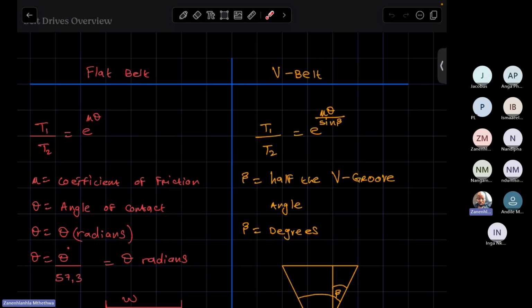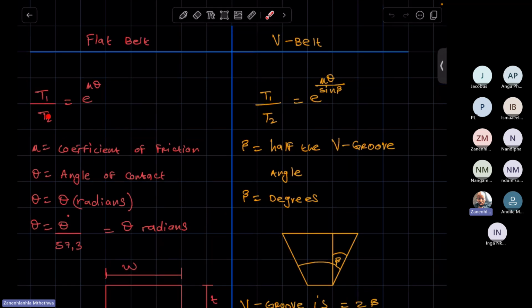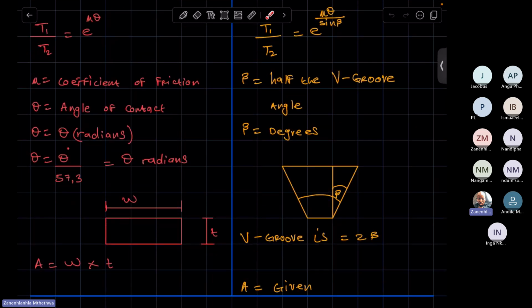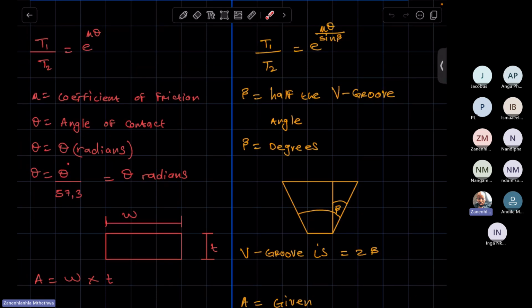So as far as the tension ratio for a flat belt, it's T1 over T2 is equal to e to the exponent mu theta. Now, T1 and T2, you should know by now at this level, are the tensions on the belt. The tight side tension we denote as T1, and the slack side tension we denote as T2. Mu is the coefficient of friction, and theta is the angle of wrap or angle of contact, which has to be in radians.